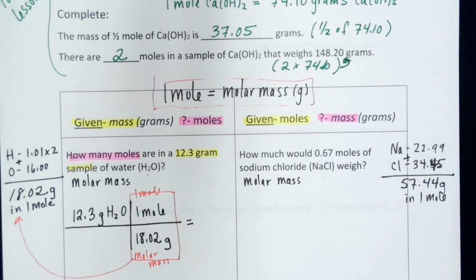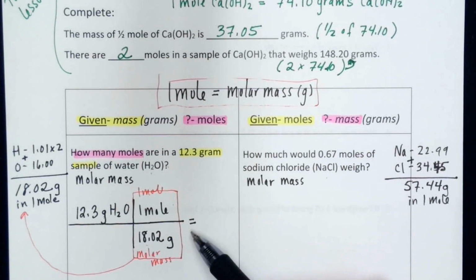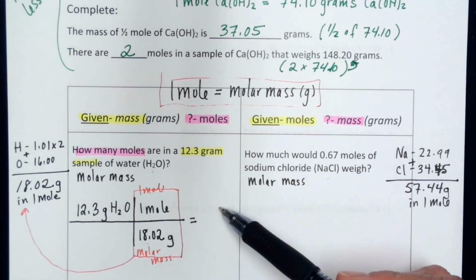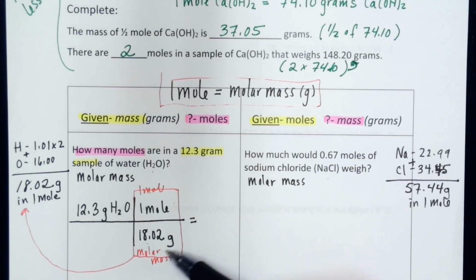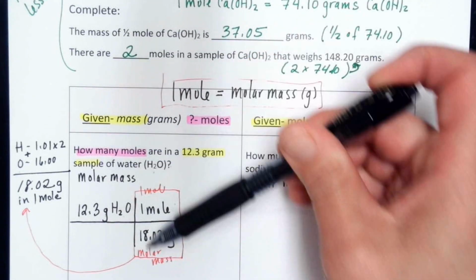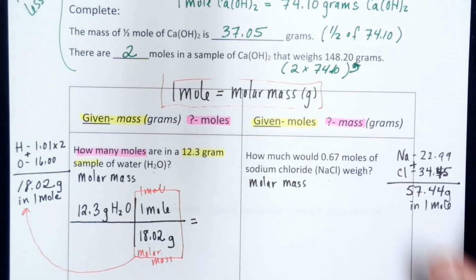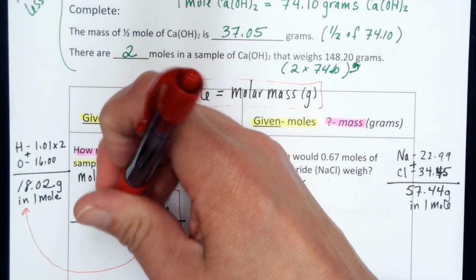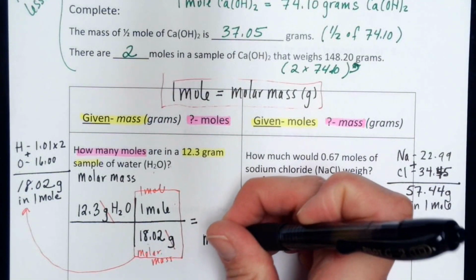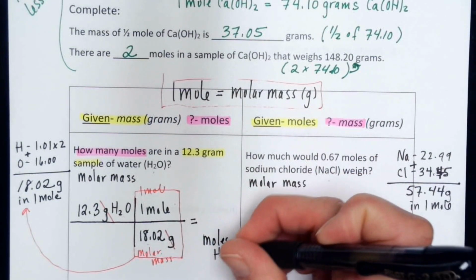Okay. All right, so now that we have it set up, you can probably easily see what we have to do to solve the problem. So we have 12.3 on top times 1 is 12.3. We have 18.02 on the bottom. So if it's on the bottom, we know we're going to have to divide. So we're going to have to divide 12.3 by 18.02. Where do our units go? Well, grams cancel, grams cancel. So our unit is going to be moles of water.